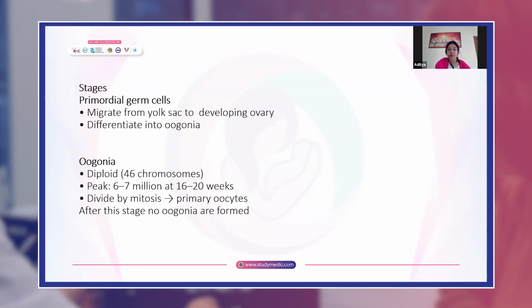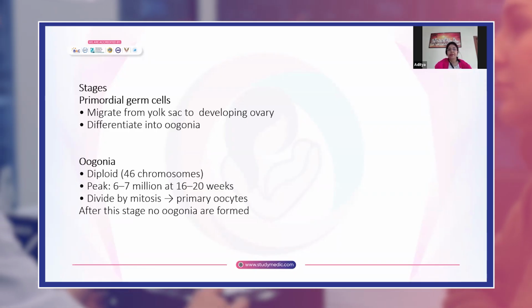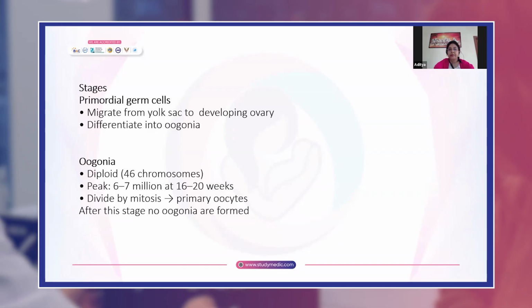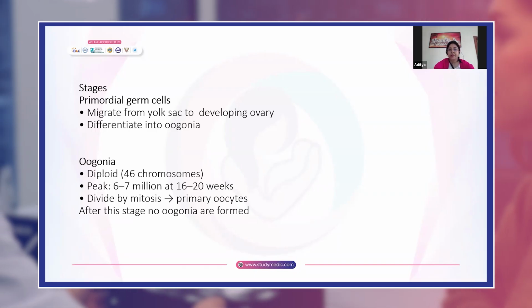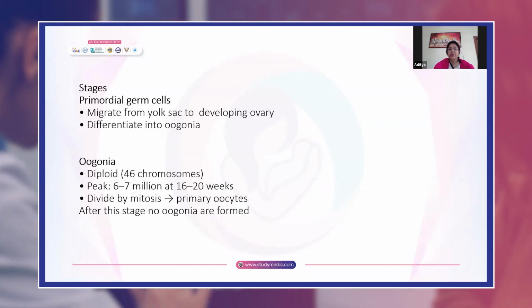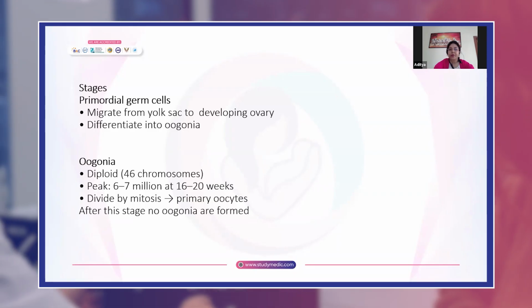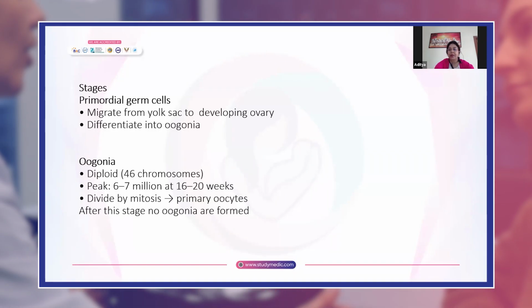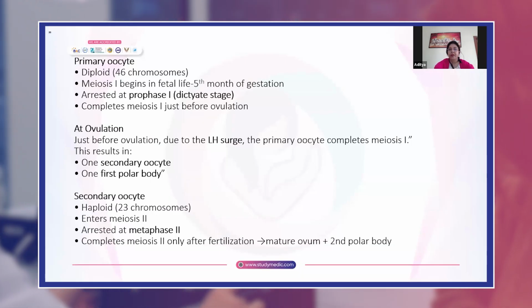Once the oogonia form, they are diploid cells containing 46 chromosomes, and they divide by mitosis. At 16 to 20 weeks, there are 6 to 7 million oogonia. After this stage, no new oogonia are formed.